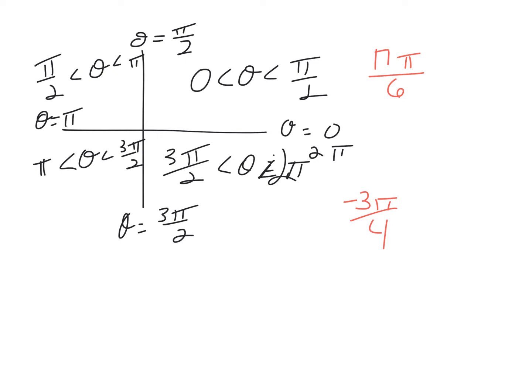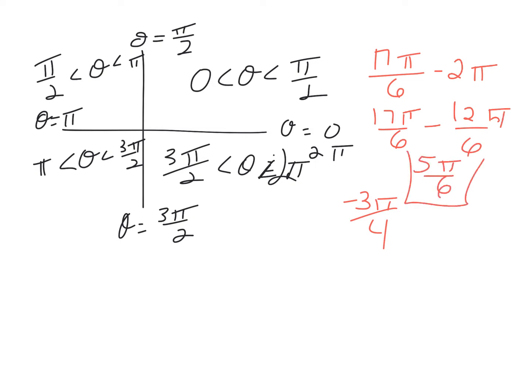So how are we going to find that value? Subtract 2 pi. We need to get a common denominator, so it's going to be 12 pi over 6. Subtract, you get 5 pi over 6. So that is the coterminal angle of 17 pi over 6. Now we have negative 3 pi over 4. When you're negative, you're going to be adding 2 pi. So when we're adding 2 pi, get a common denominator, and you're going to get 5 pi over 4.